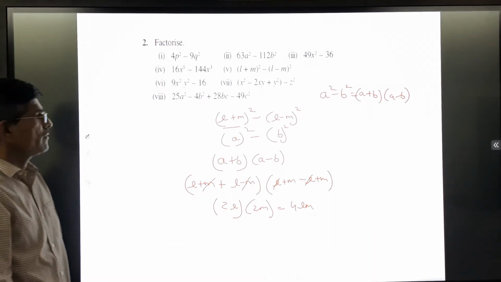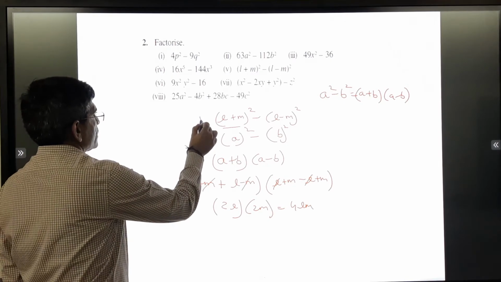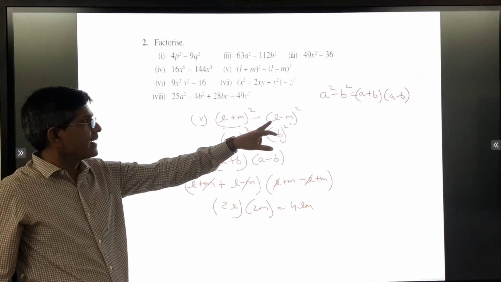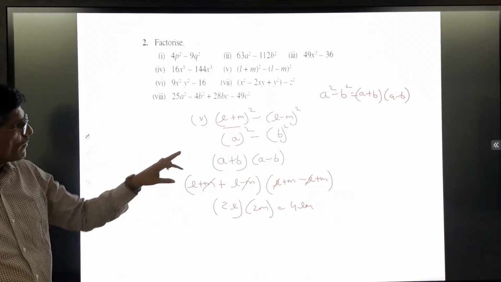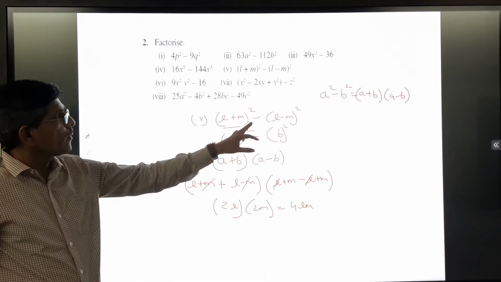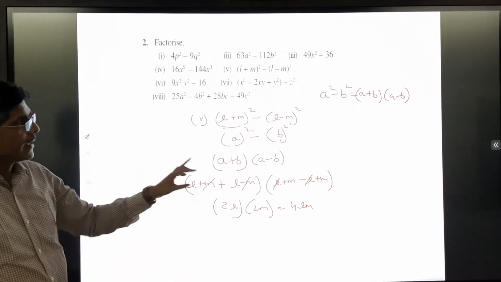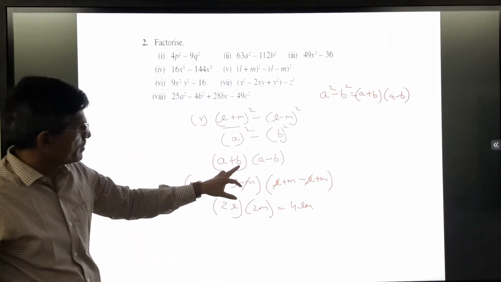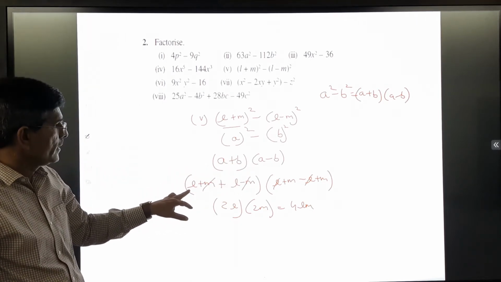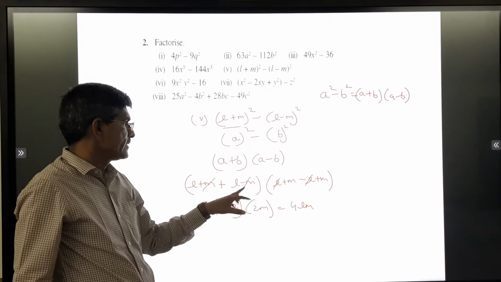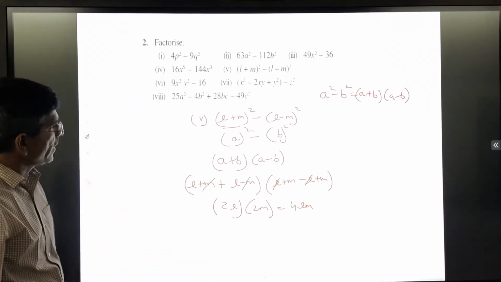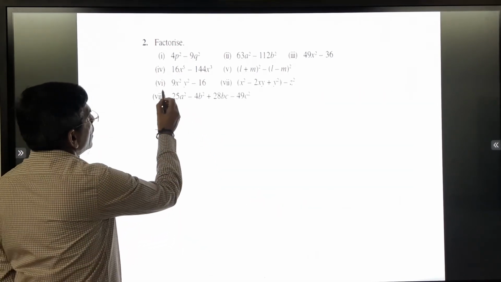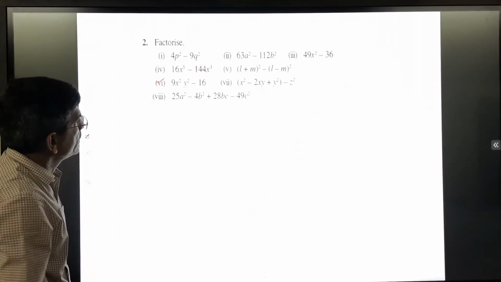So these sums we have to do in a somewhat different way, that is number 5. Go through it again. If you see, (L plus m) whole square minus (L minus m) whole square: L plus m is a, L minus m is b. Again the identity is the same, a square minus b square, that is (a plus b)(a minus b). Now we have to put the value of a, that is L plus m, and the value of b, that is L minus m, and then simplify, we can get the answer. Now you can do this yourself, it is easy.